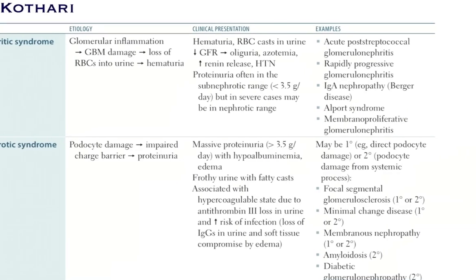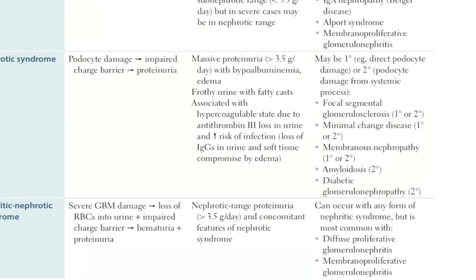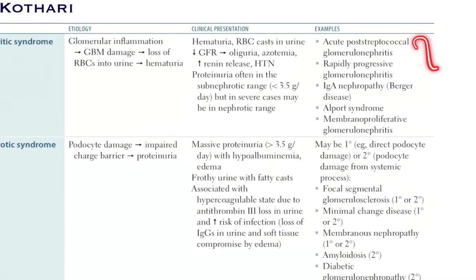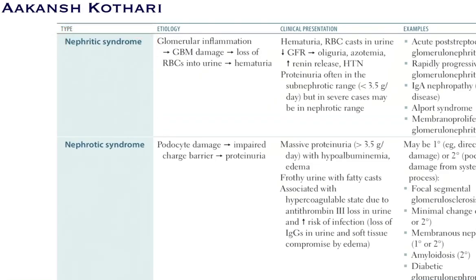Now, what are the examples of nephritic syndrome? It is acute post-streptococcal glomerulonephritis. Next is rapidly progressive glomerulonephritis. Third is IgA nephropathy, that is Berger's disease. The fourth is Alport syndrome. And membranoproliferative glomerulonephritis is also a part of nephritic-nephrotic syndrome. So let us just consider these four causes, or the four examples, of nephritic syndrome.